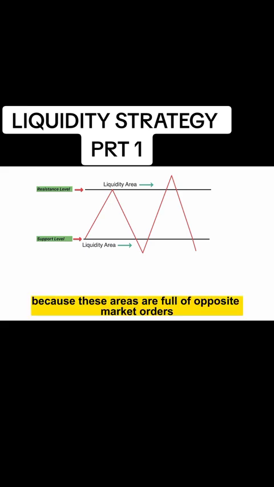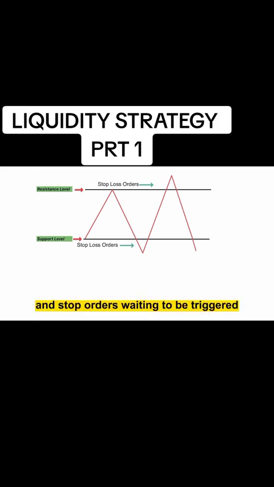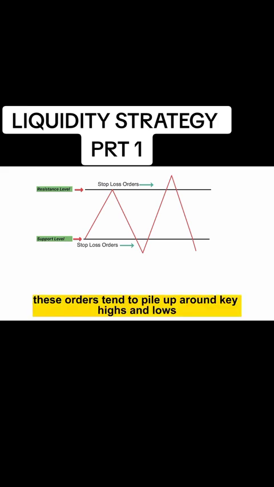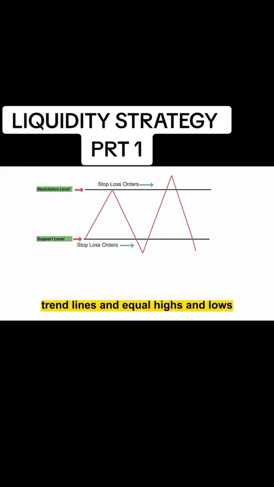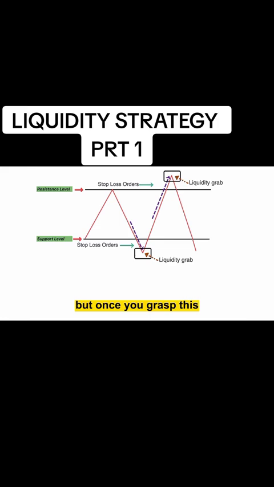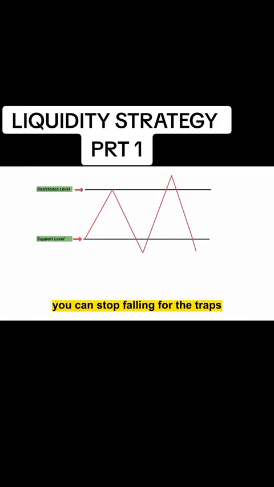Why? Because these areas are full of opposite market orders, such as stop losses and stop orders waiting to be triggered. These orders tend to pile up around key highs and lows, trend lines, and equal highs and lows. Smart money knows this, and they push the price into these zones to trigger these orders, grabbing liquidity before the real market direction unfolds. It's all part of creating a trap, whether it's a bull trap or bear trap designed to fool retail traders. But once you grasp this, you can stop falling for the traps and start trading like the pros.